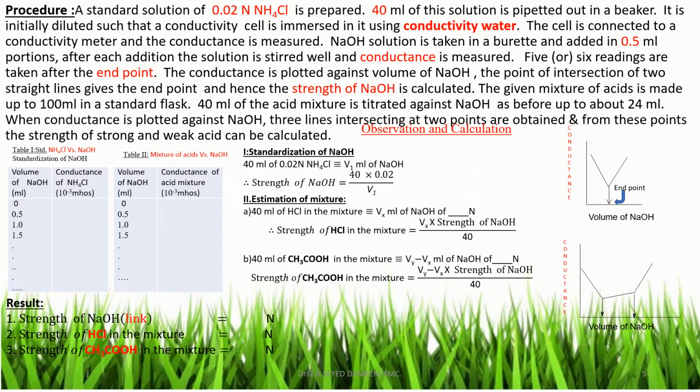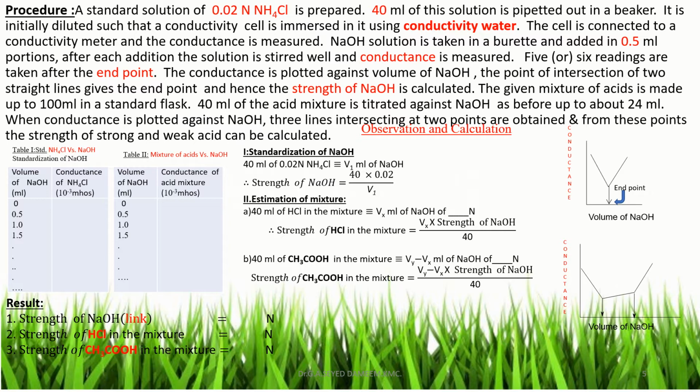On plotting conductance versus volume of sodium hydroxide, we get three straight lines. The first point of intersection corresponds to the volume of sodium hydroxide required to neutralize HCl in the mixture, and the point of intersection of the second and third straight lines corresponds to the volume of sodium hydroxide required to neutralize both HCl and acetic acid in the mixture. Suppose the first endpoint is Vx and the second one is Vy.